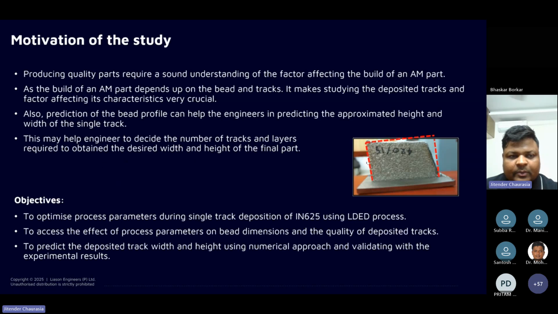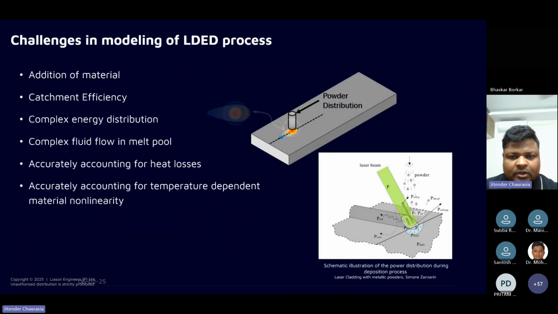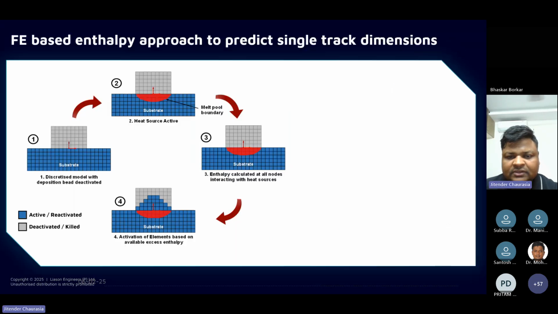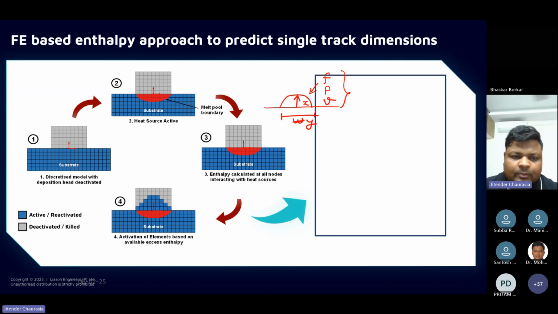Then this is the process parameter optimization. We did one more simulation work. Here our intention was to predict how much bead height, I already explained. If I say this is my feed rate, this is my power, this is my speed, what will be the height and width I can expect? So these are my objectives, I would say X and Y. I used an approach called the enthalpy approach, and let me quickly explain how it works.